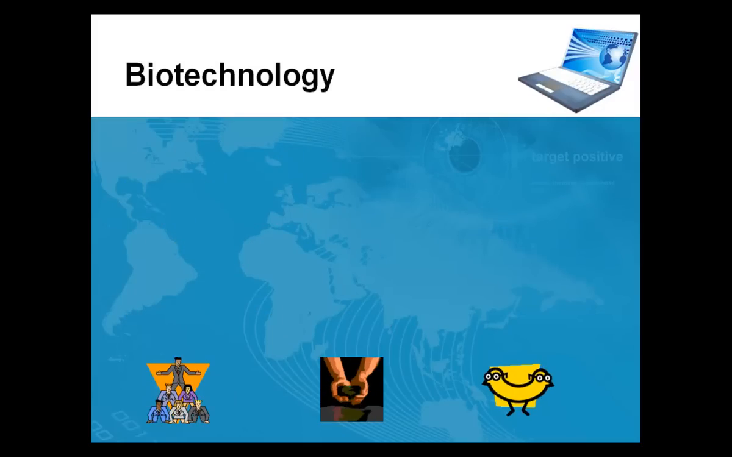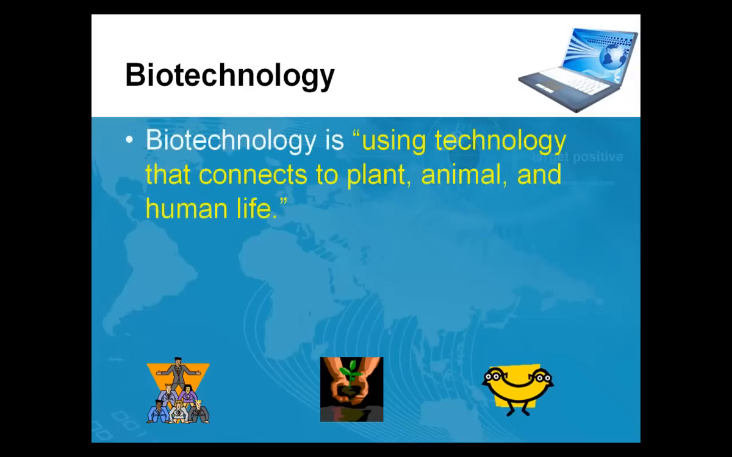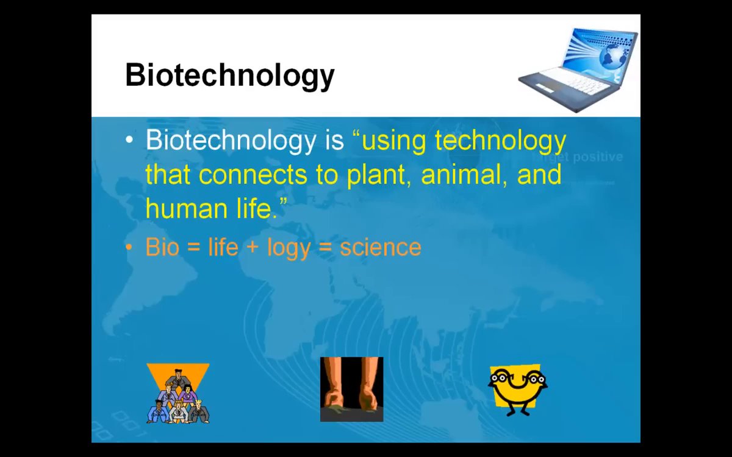The first area we're going to talk about is biotechnology. And what you want to look for is the off-colored words in each video. What you need to write down on your first definition is using technology that connects to plant, animal, and human life. STEM words: bio means life, and logy is the science. So one way to look at this is biotechnology is the science of life.